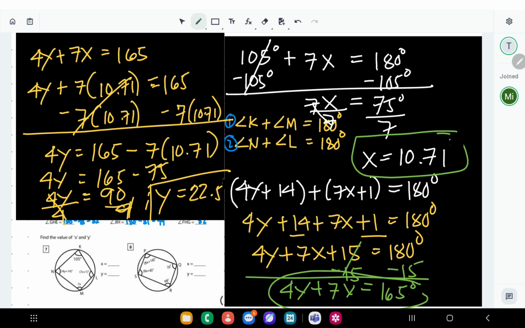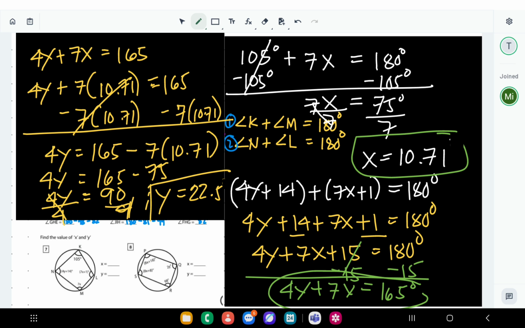I think we solved it correctly because they should add up to 180. See? Angle K and angle M. So 105 plus 7x. So 180 minus 105 is 75. Then divide by 7. Yeah, I think we're on the right track. Alright, so that's how to solve it, Troy.